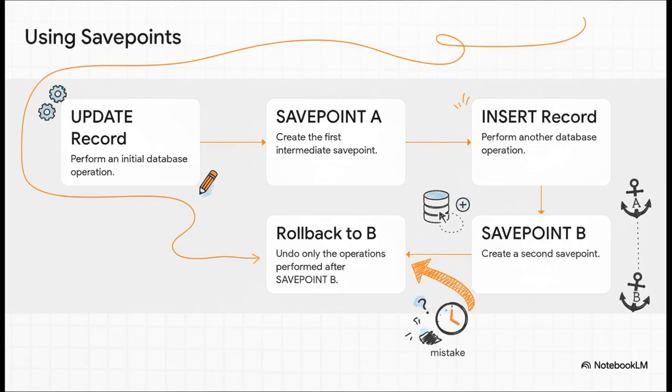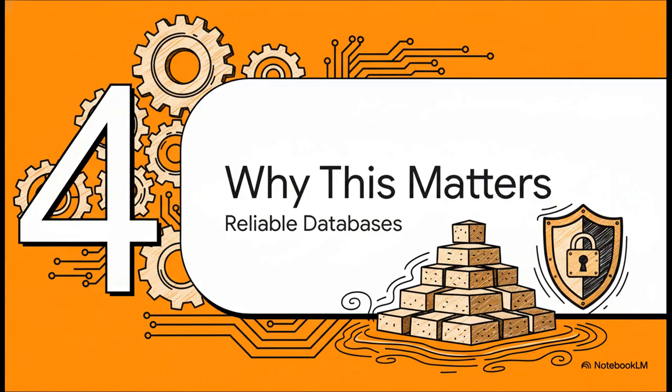So imagine you're doing a bunch of things, right? You make some changes, then you set SAVEPOINT A. Then you insert another record, and you set SAVEPOINT B. Now, if you mess up that last step, you can just roll back to B without undoing all that good work you did before SAVEPOINT B. Super useful. Okay, so why is all of this so important?